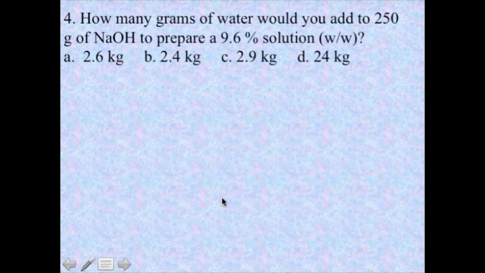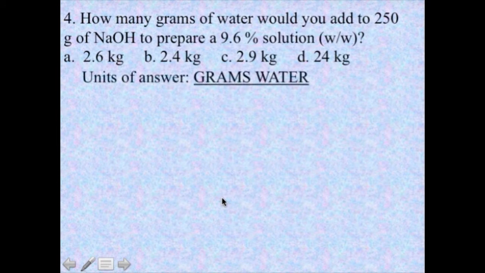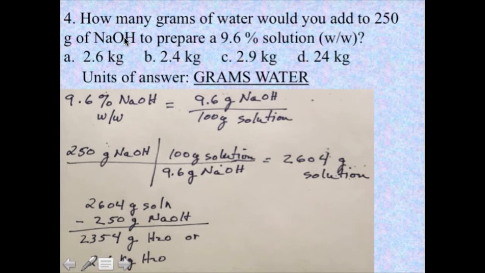Pause your playback and try this one. The units of the answer is grams of water. How many grams of water would you add? So what do we have? 250 grams of NaOH and a 9.6% solution.